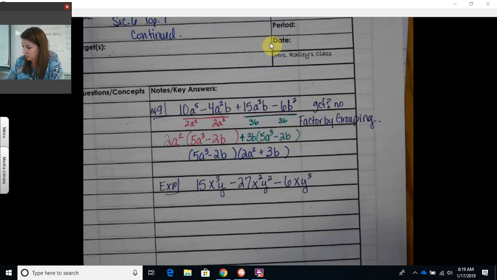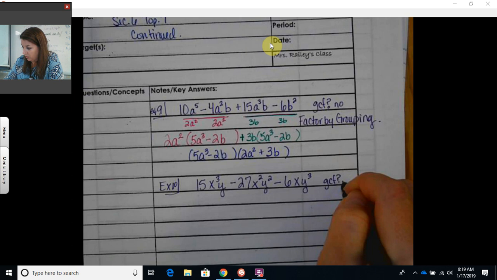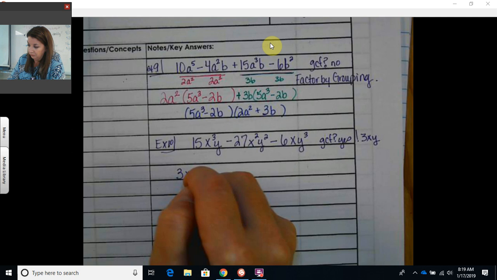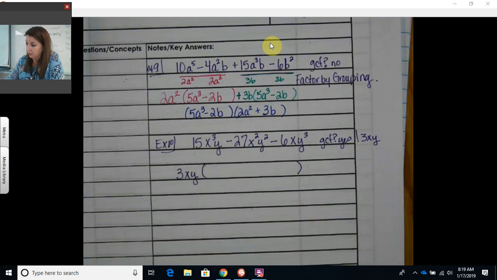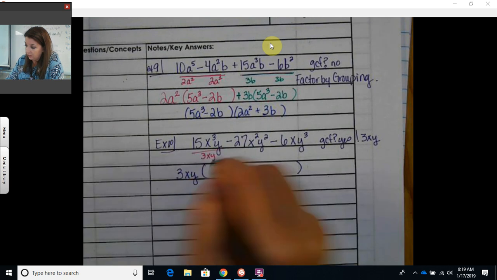Is there a GCF? What is it? 3xy, very good. So GCF goes on the outside, and we factor each term by the GCF to figure out what's left.